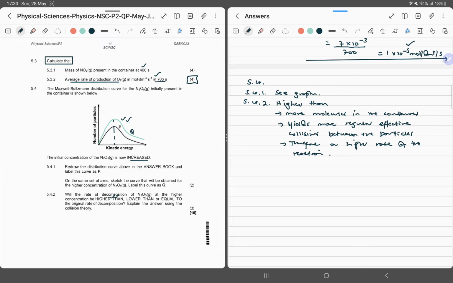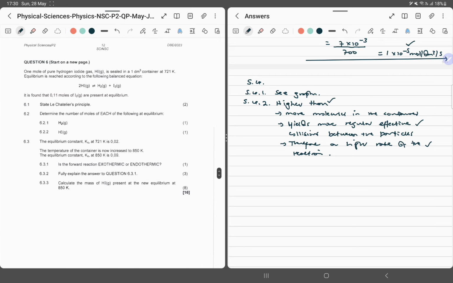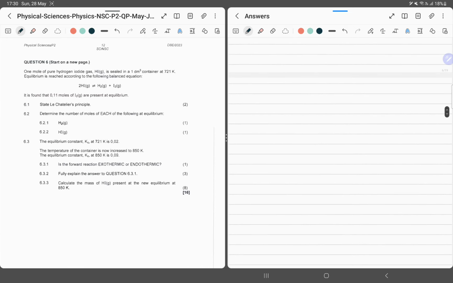that is the story. There will be more molecules. Of course, here you're getting a mark for choosing a higher than, and then we're going to get a mark for more effective collisions and that correlation to a higher reaction rate. So easy stuff. And then let's move on to question 6. So you're always told to start on a new page. So let's do it. Let's follow the instructions. Let's try and swallow this one up as quickly as possible.